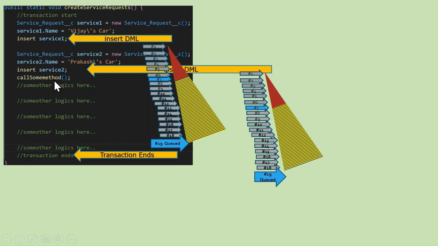Now, if our transaction is ended, that means if our code has been executed till the last line, that is till the transaction ending point, then at that point of time, these queued DMLs get committed in the sequence in which they occurred in this transaction. For example, once it reaches here, first this gets committed because it came first in the transaction, then this gets committed because it saved second, and so on.